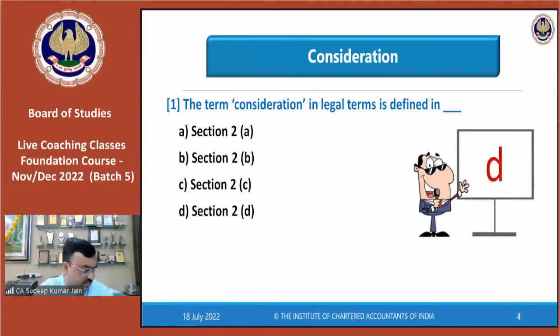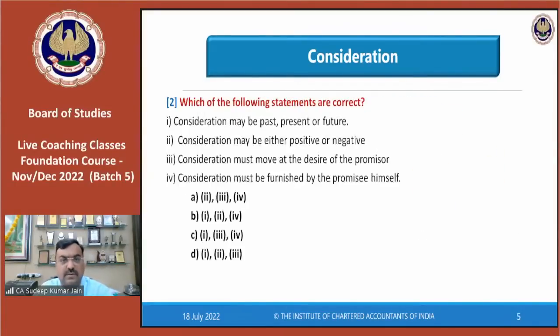Next question. Which of the following statements are correct? Consideration may be past, present, or future. Consideration may be either positive or negative. Consideration must move at the desire of promisor. Consideration must be furnished by the promisee himself. The meaning of the second point, consideration may be either positive or negative, is that consideration may be for doing something or not doing something. So you have to select the right answer.